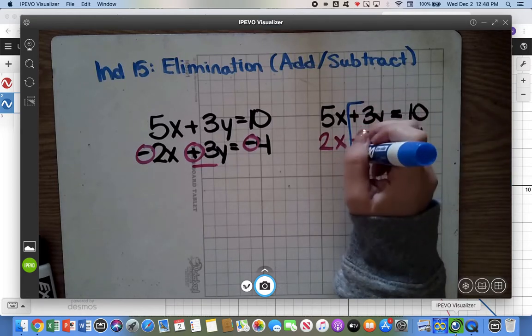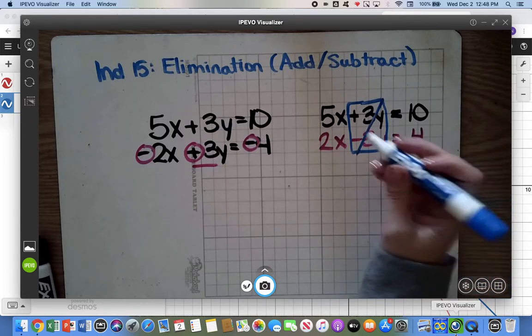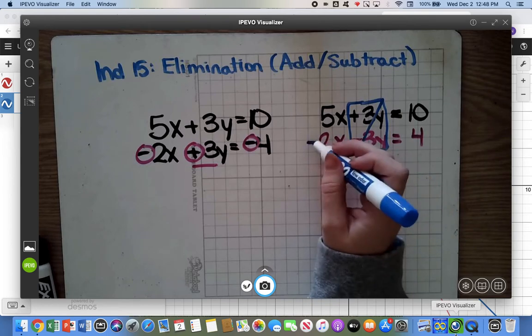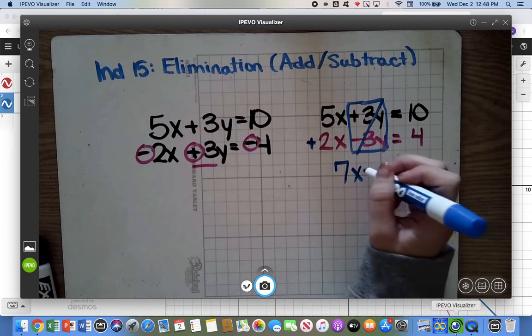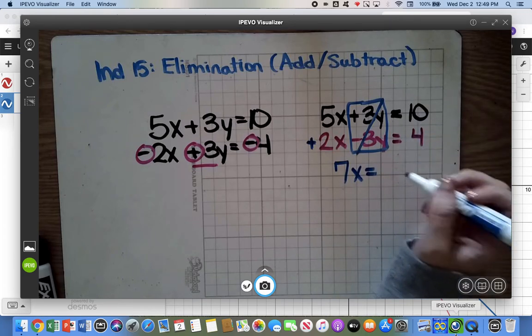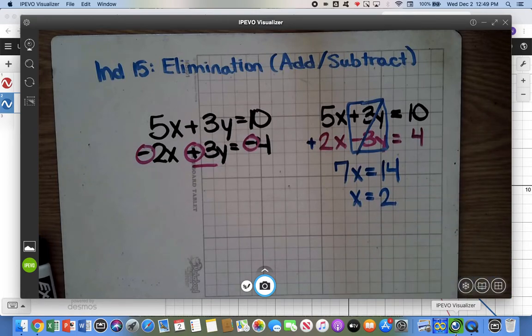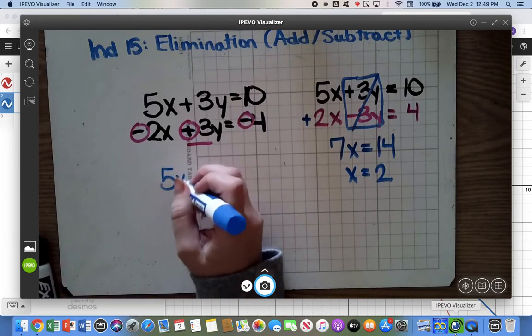So now we have this elimination. Our positive 3 and negative 3 cancel. So now we're just going to combine what's left. This is two positive numbers, so that's like positive 2 is a plus. So that's a 7x, and then a 10 and a positive 4 would become 14, and we would divide and we get x is 2. So that's part 1. We've got x is 2. Now I just pick an equation, and I'm going to pick the top one.